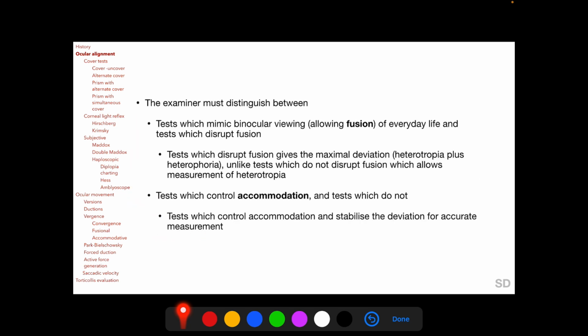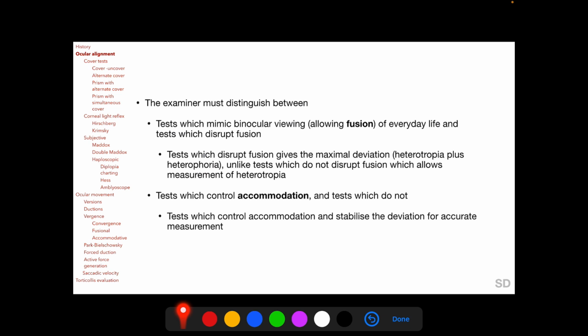The examiner must distinguish between tests which may mimic binocular viewing of everyday life, thus allowing fusion between the two eyes, and tests which disrupt fusion. Tests which do not disrupt fusion allow measurement of heterotropia, but tests which disrupt fusion give the maximal deviation only, that is heterotropia plus heterophoria, and cannot distinguish between the two.